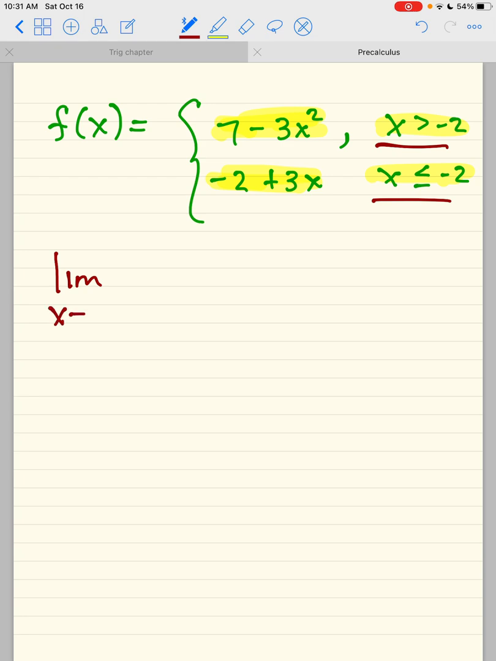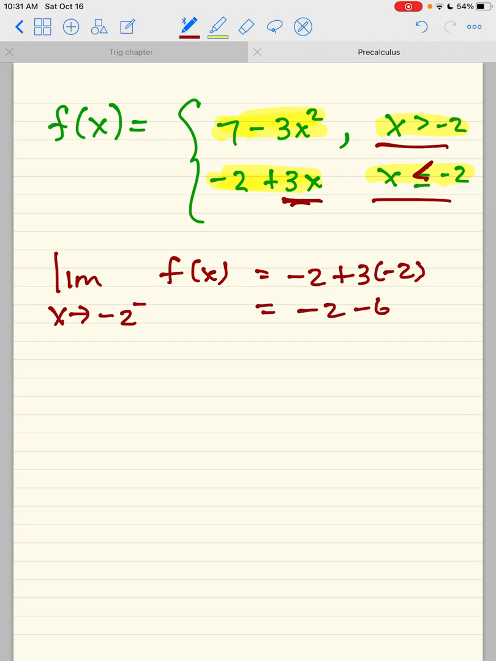So what is the limit as x approaches -2 from the left? From the left means I have to use the less than. So let's put a -2 in here, and we're going to get basically -2 plus 3 times -2, and then we're going to get -2 minus 6, and so we get a -8. And I told you guys in the last video, I know direct substitution is not really the way to go, but it's pretty much like you're putting in -2.000000001, okay?